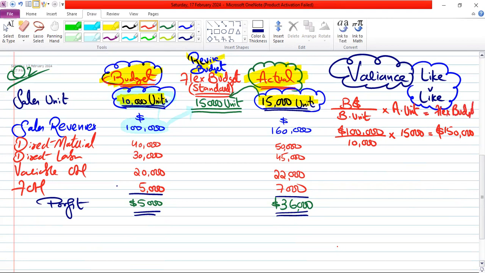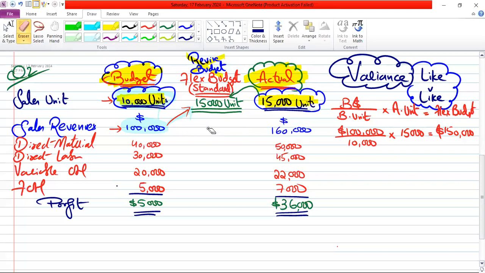If you want to memorize the formula, okay. Otherwise, keep the trick in your mind. This is the amount for this many units. If the units are going to deviate to 15,000, what is it supposed to be? That is the formula of flex budget. Your answer came up here, 150. Am I right?